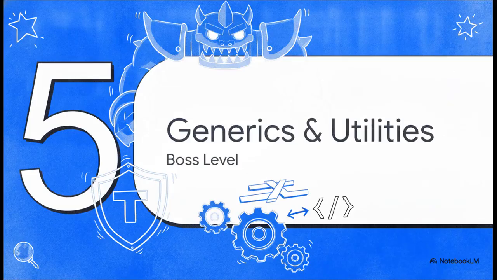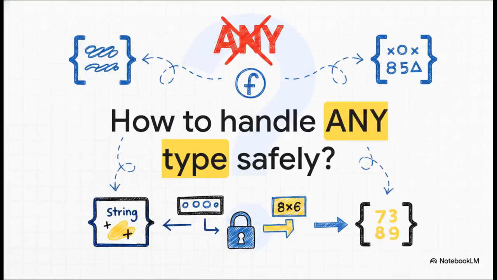All right, you made it to the boss level: generics and utility types. This is where we look at the really advanced features that truly separate TypeScript beginners from the masters. Let me pose a pretty complex problem. Imagine you need to write a utility function that simply grabs the first item from an array. You want it to work flawlessly, whether you hand it an array of strings or an array of numbers. But remember our rule? We are strictly forbidden from using the any type, because that destroys all of our safety checks.